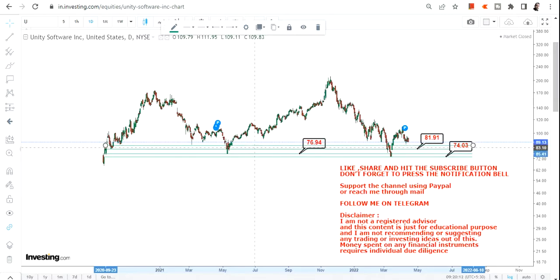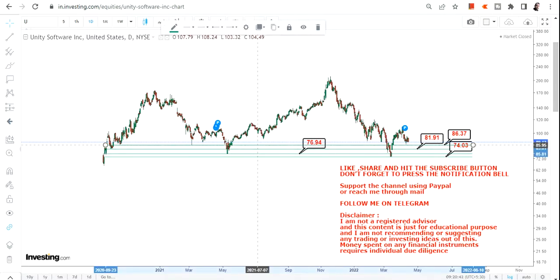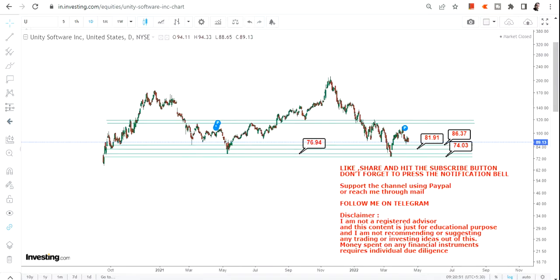You may also include this level, which is your immediate support, and it will be 86.37. So now you have 2 or 3 supports, or I would say 2 supports, which are 86 and 81, and the range of stop loss in between 74 and 76. If the stock continues to hold on this range or trades at or above this range, obviously we have a very simple trend to look at. I think most of you have already seen that, so it's quite visible in front of you.